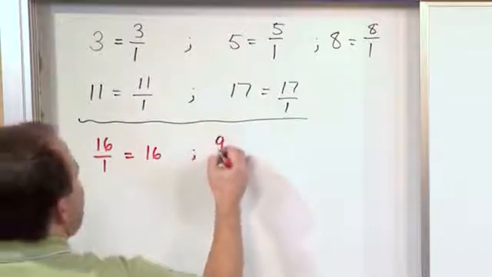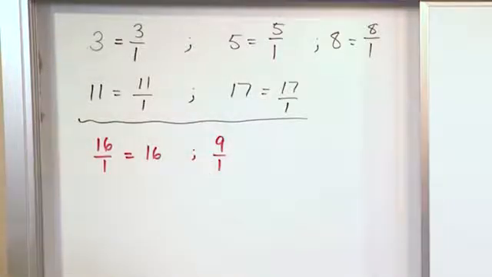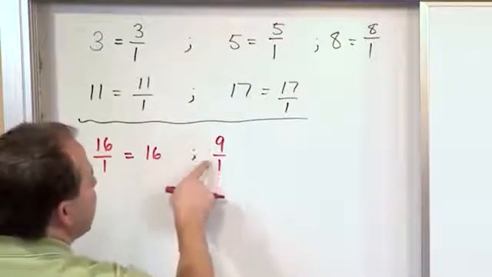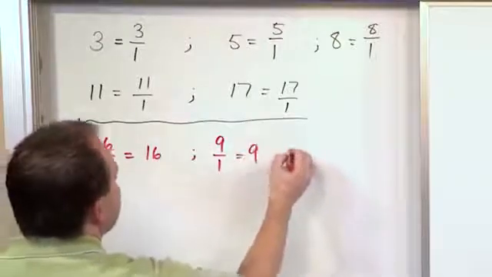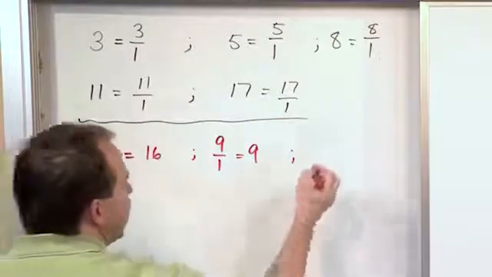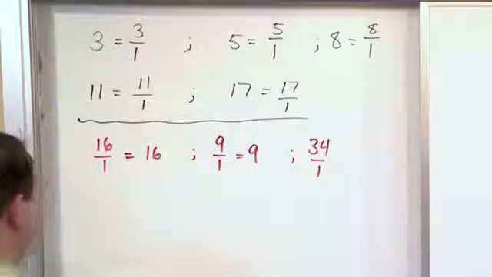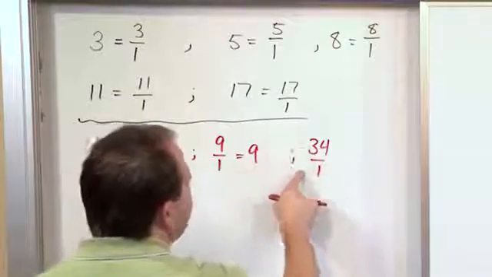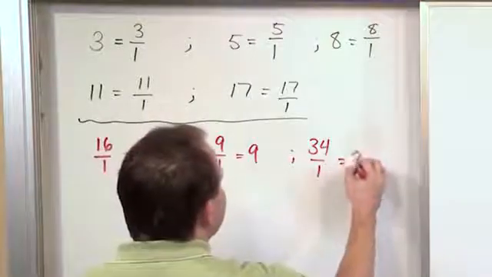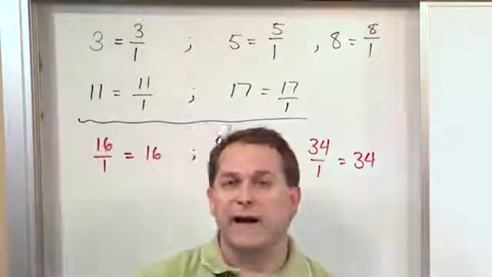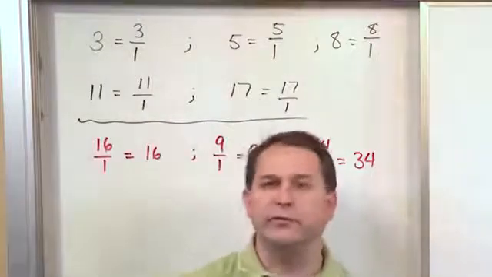What if I were given 9/1 and I was trying to simplify that fraction? First thing I'm going to look for is to see if I can divide 9 divided by 1, and of course I can. I get 9. And then finally, what if I got something crazy like 34/1, and I wanted to simplify that fraction? I first try to divide, and of course I can. Anytime a fraction is over 1, you can simplify it by just doing the division, which gives you a whole number.